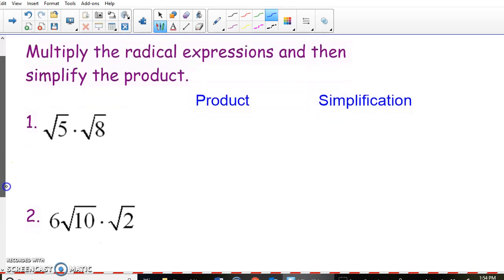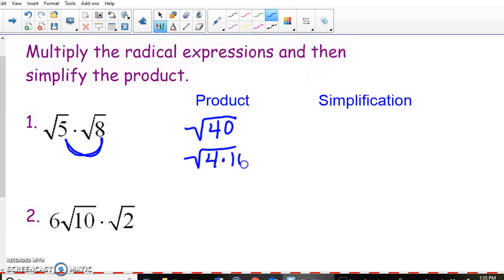Alright, so then the other kind of problems you're going to see on today's lesson look like this, where we're taking the square root of 2 different numbers. So what you're going to do is multiply both of these numbers. So my product would be the square root of 40, since 5 times 8 is 40. And then, just like before, I'm going to simplify that. So I'm going to think, okay, what are my perfect squares of 40? And I believe I could do 4 times 10. So my square root of 4 would be 2, and then the square root of 10 I can leave alone.